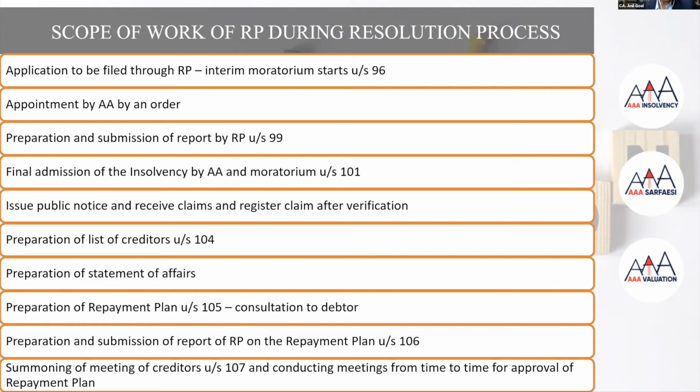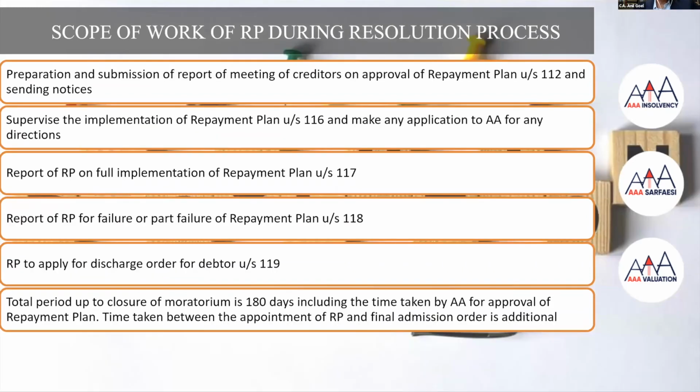The RP will prepare a list of creditors. Then the RP will prepare a statement of affairs. Then the RP will prepare a repayment plan in consultation with the debtor, in case the debtor is coming forward and offering anything to the creditors. Then the RP needs to prepare a report on the repayment plan and submit it to the adjudicating authority. Then the RP has to summon a meeting of the creditors, and after conducting the meeting, the RP will prepare a report on the meeting of the creditors and submit it to the adjudicating authority. So this is a process which is within 180 days.